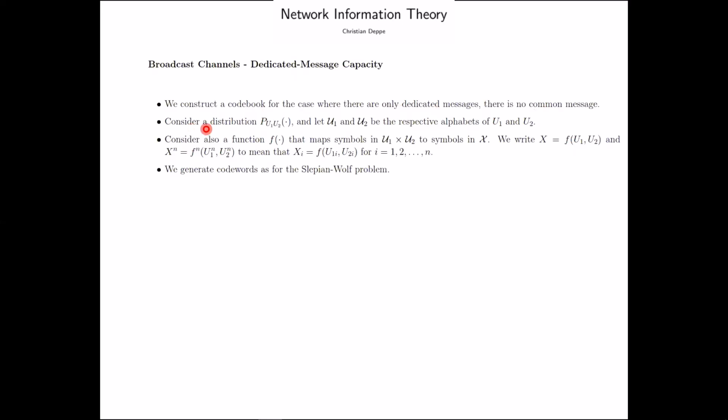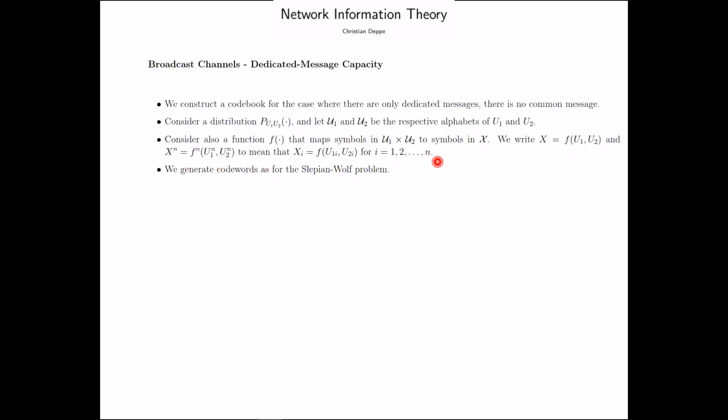So we consider a distribution P_{U1,U2}, and let U1 and U2 be the respective alphabets of U1 and U2. We consider functions that map symbols in U1 times U2 to symbols in X, and we write X equals f(U1, U2). So X^n equals f^n(U1^n, U2^n) means that X_i is f of U1_i and U2_i for i equal 1 to n. So it's a general way we already did it.